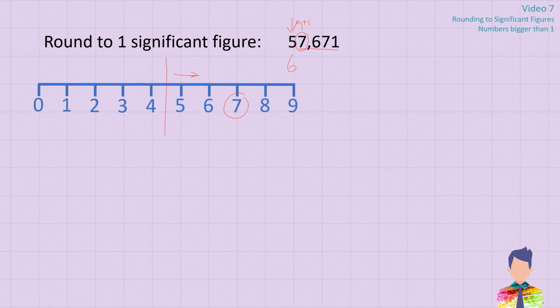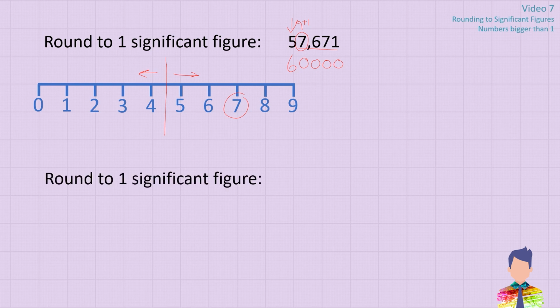We can lose the 7, the 6, the 7 and the 1, but we do need to maintain their place value so that the 6 remains 60,000. So that's what we'd have. The numbers after the first significant figure get replaced by zeros to hold place value. Then anything here that would fall 4 or below, we can just turn to a 0. We'll get into some examples of that now.